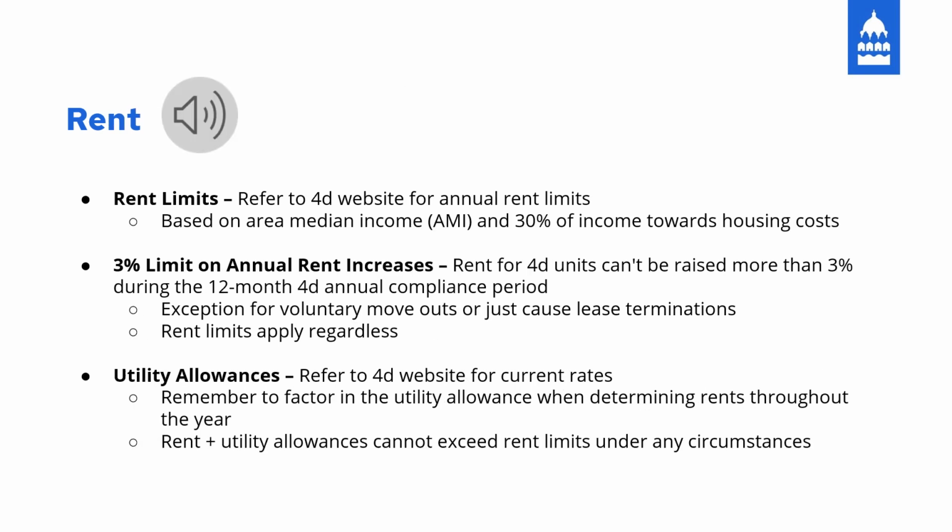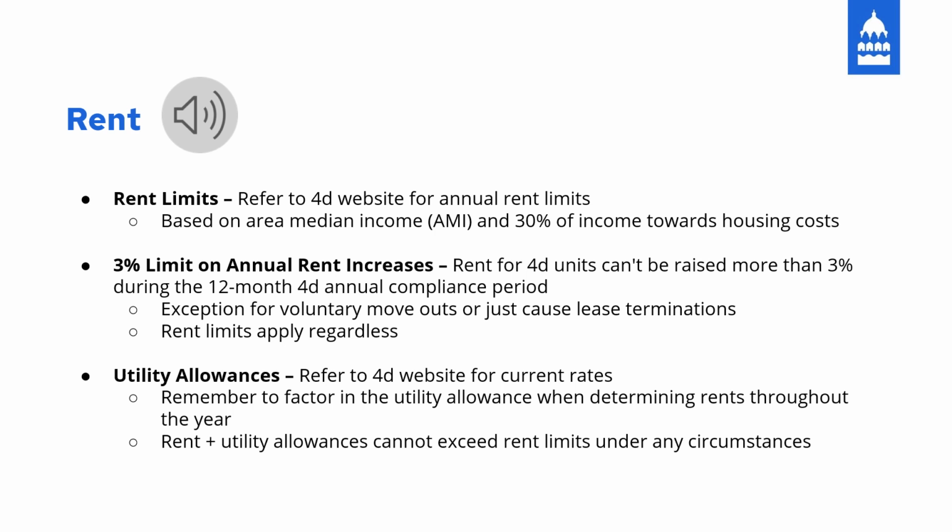When determining rent prices throughout the year, remember these guidelines. First and foremost, keep up to date with annual 4D rent limits. You can refer to the 4D website for the latest rent limit table. Rent limits are the main factor to consider as they apply regardless of other rent rules, as I will share more about now. There is a 3% limit on annual rent increases, meaning that 4D unit rents can't be raised more than 3% during the 12-month 4D annual compliance period, which aligns with the calendar year.